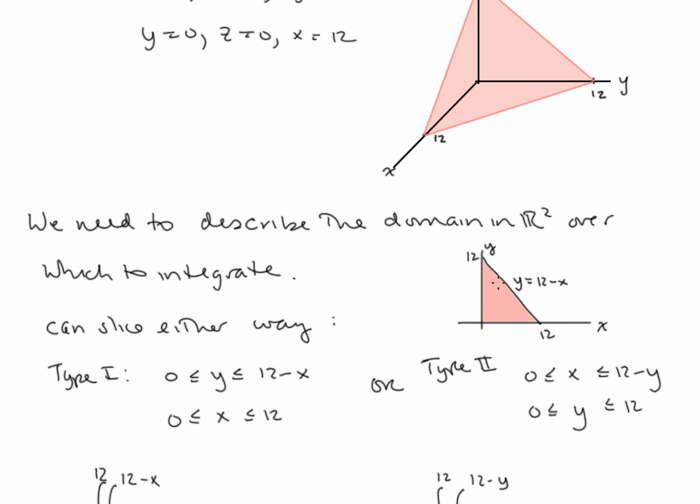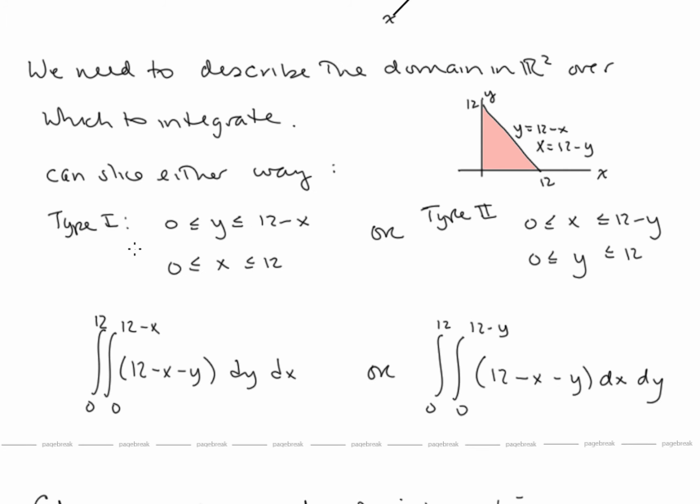If we describe this as a type 1 with a top and bottom curve, we're going to have y equals 0 on the bottom, y equals 12 minus x on the top. If we describe it as a type 2 right to left region, we're going to have x equals 12 minus y on the right and x equals 0 on the left. And in that case, y goes from 0 to 12. With the type 1, we had x going from 0 to 12.